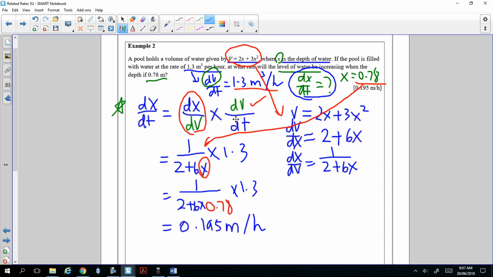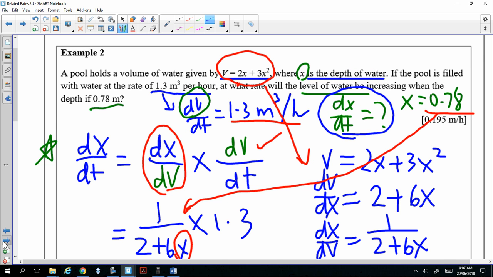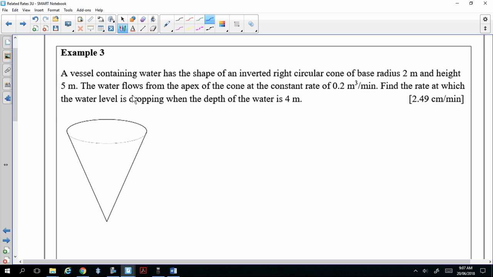All right, we'll do example 3. This one will involve a cone. Again, you need to know this formula well, how to find the volume of a cone, surface area of a cone, etc. So let's look at example 3.